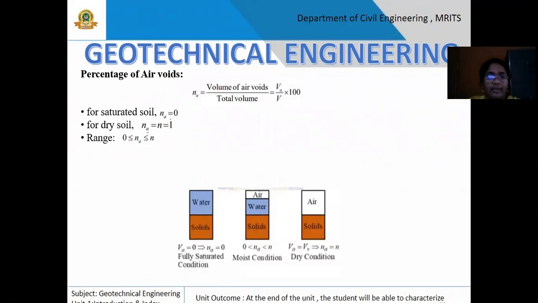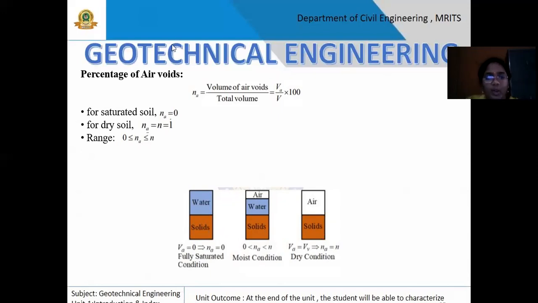Next, percentage of air voids. Percentage of air voids is denoted by n with the suffix a. It is volume of air voids by total volume, into 100. So here we find out the percentage of air voids, that means how much percentage of air voids is present in the complete soil sample.